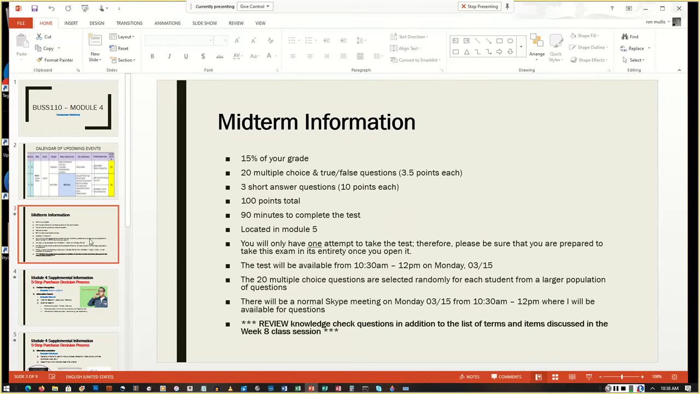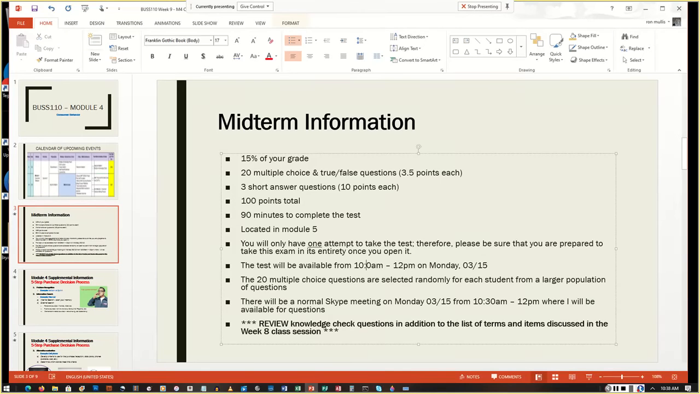It will be located in Module 5. It's not out there right now because I made it unavailable. There's only one attempt for this test, and the test will be from, and I'll change this right now, from 10:20 to 12 p.m. next week. So just make a note of that. You'll have 90 minutes to complete the midterm.